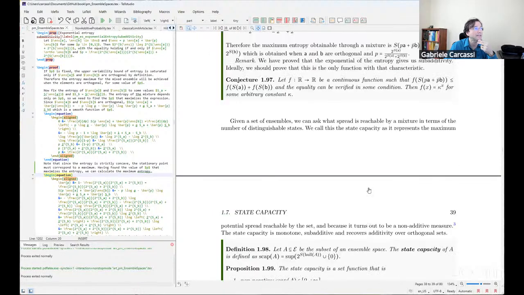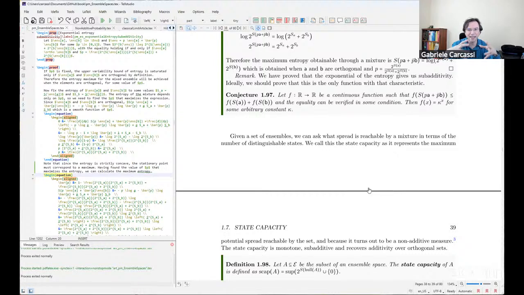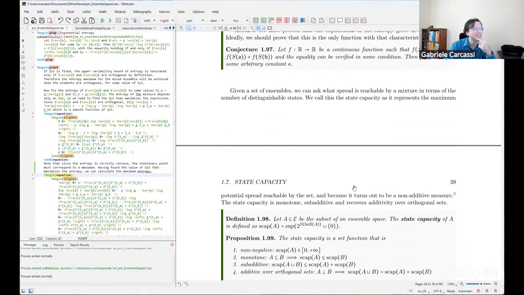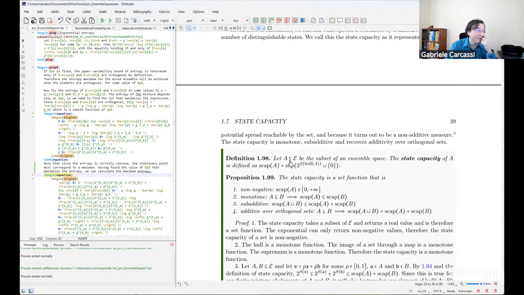So basically, what we're going to say is we have quantified the spread of a single ensemble. We take the ensemble, we take the exponential of the entropy, and we say that that's a measure of how much that ensemble is spread. And now the idea is that we have a set of ensembles, and what is the biggest spread that we can have as a convex combination of those ensembles? So what is the maximum spread that we can reach just by making a convex combination of that? In some sense, it tells us how many states we can spread things over starting from a set of ensembles. So we define things in this way.